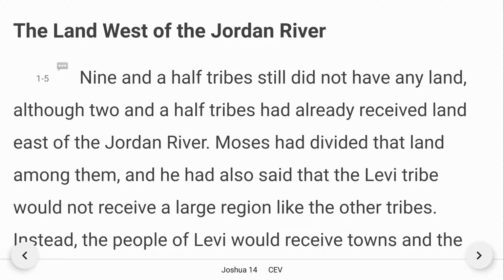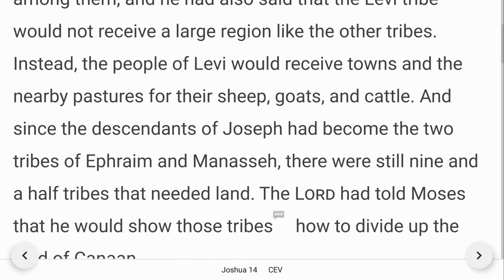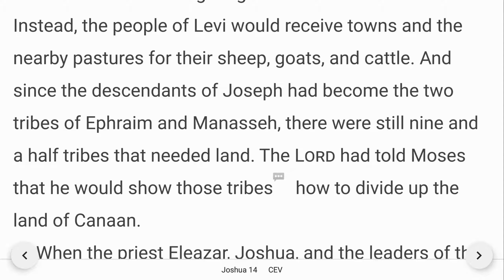Moses had divided the land among them, and he had also said that the Levite tribe would not receive a large region like the other tribes. Instead, the people of Levi would receive towns and the nearby pastures for their sheep, goats, and cattle. And since the descendants of Joseph had become the 2 tribes of Ephraim and Manasseh, there were still 9.5 tribes that needed land.